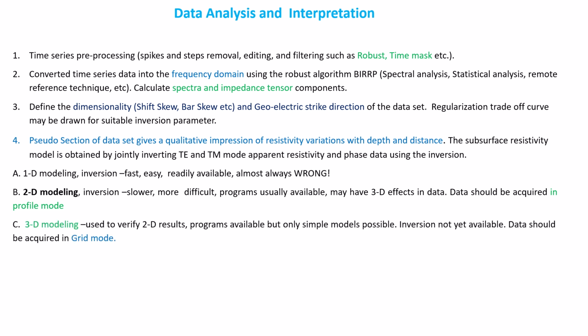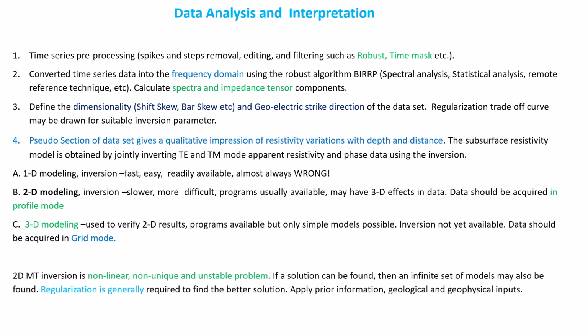And finally, you have to reach the 3D modeling, which is used to verify the 2D results, seeing the heterogeneity in the earth. For 3D modeling, the data should be acquired in grid mode. 2D inversion modeling is a non-linear, non-unique, and unstable problem. You can have an infinite set of models for one solution, so regularization is required to find a better solution. You have to apply prior information, geological, geophysical, all the inputs.